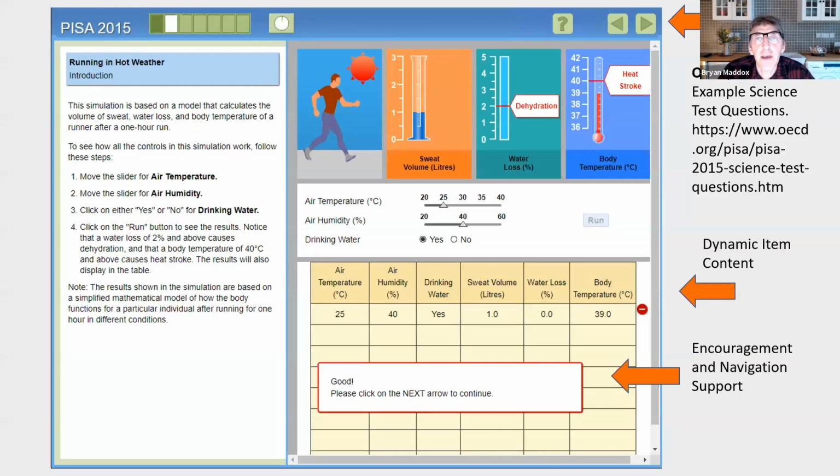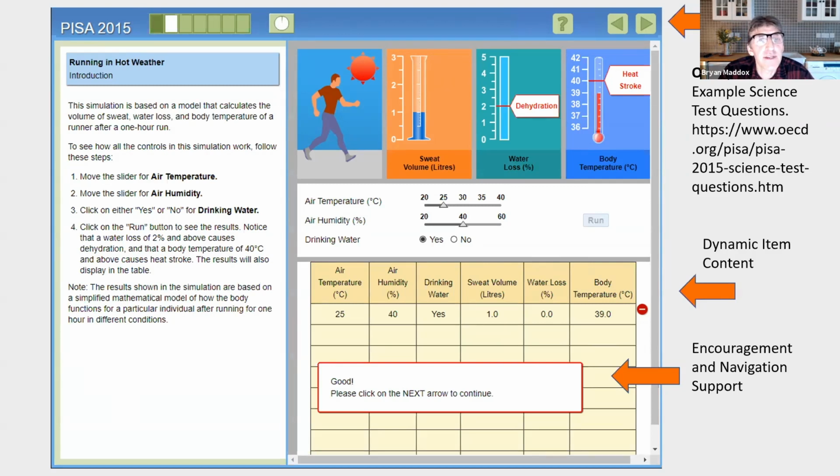So I thought I would start by looking at this test item. It's an item which is made available publicly by the OECD as an example science test question from PISA 2015. It's available freely on the internet. There's a web URL there. I thought it was quite an interesting place to start because it shows a typical kind of design of a computer-based test. I just want to tease out one or two issues there.